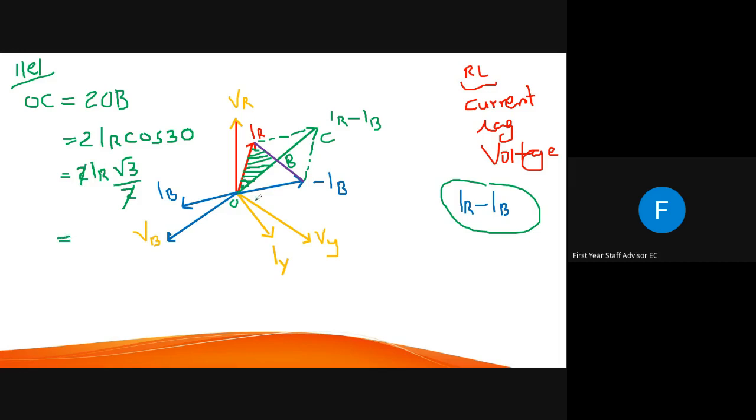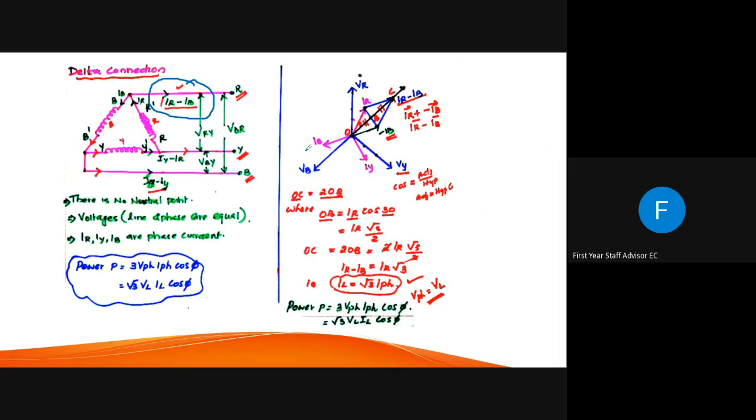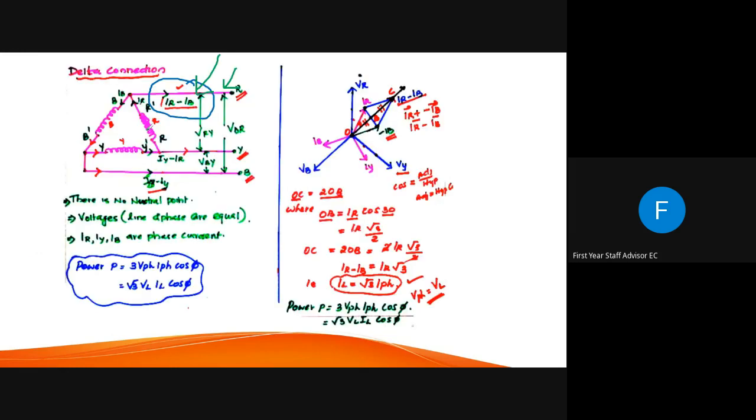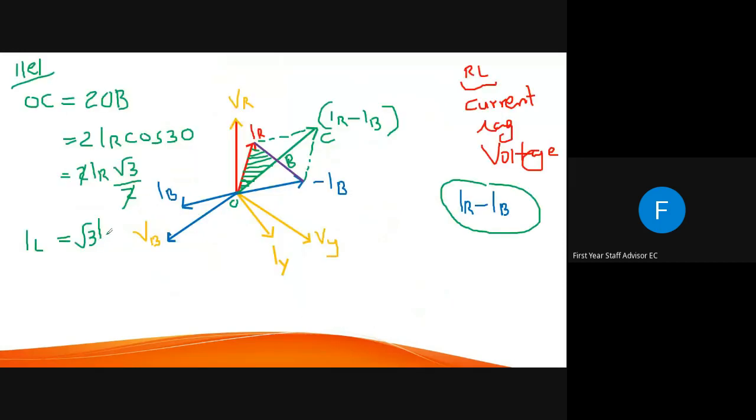Okay, now let us look at OC. OC is actually IR minus IB. IR minus IB is our line current, the current in the phasor. So I can write OC is equal to I line, that means line current, is equal to root 3 IR. What is IR? IR is the phase current which is coming out of the R winding. The current which is coming out of the R winding is known as IR. So I can write IL is equal to root 3 IR. So this is the equation.